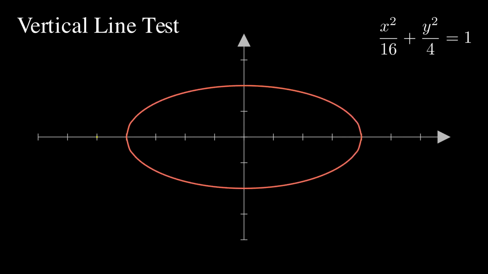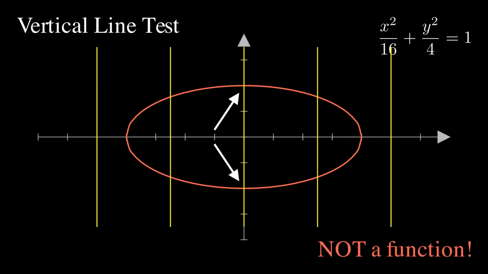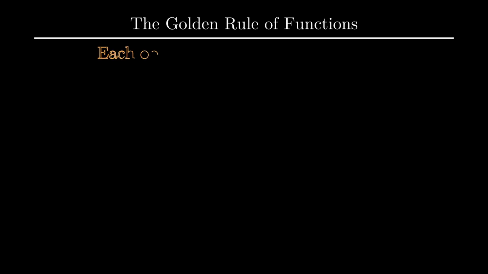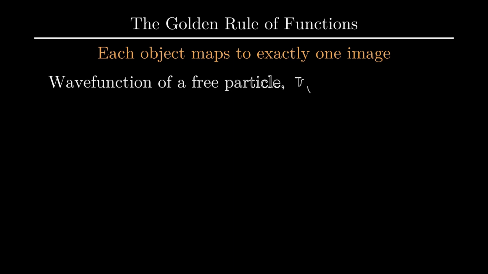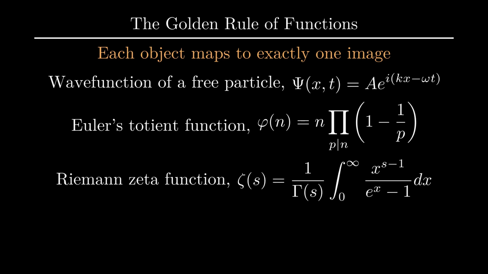However, if any of the lines intersect with the equation more than once, the equation is not a function. This is because the vertical line indicates the input, the number of intersections indicates output. If there is more than one intersection, there is more than one output for an input, and thus it is not a function. To recap, a function is a relation where each object maps to exactly one image. It is this requirement that defines functions and gives them interesting properties that are useful in solving problems both in mathematics and in the real world.